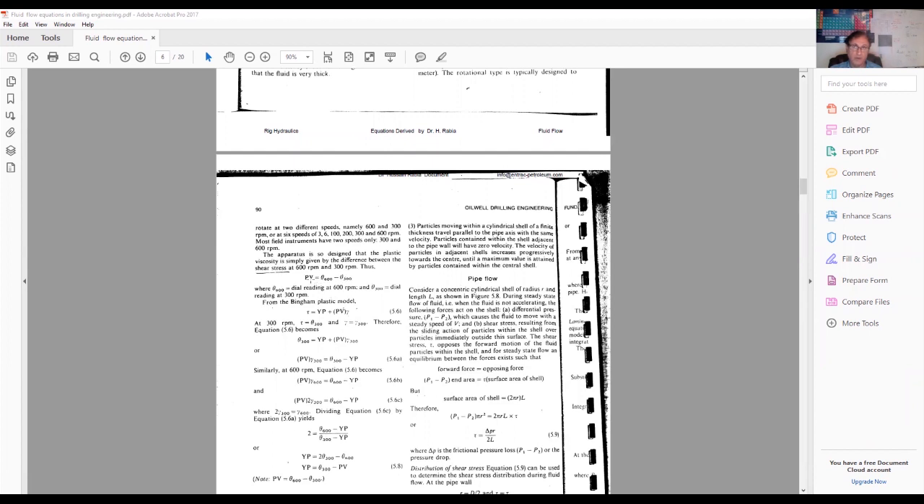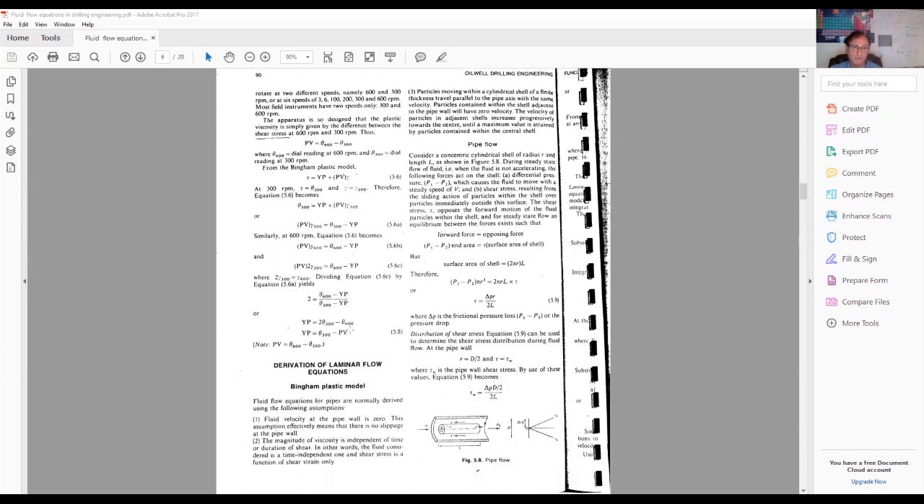Theta meaning the torque reading at 600 RPM. So you rotate the viscometer at 600, and at 300, and the difference between the two readings will be the plastic viscosity. And the yield point will be simply theta 300 minus plastic viscosity. So these are the fundamentals.